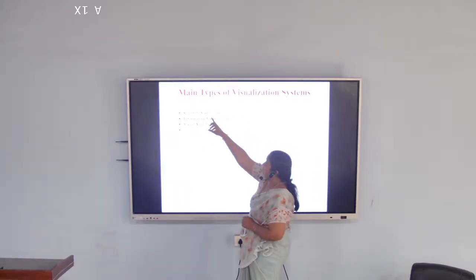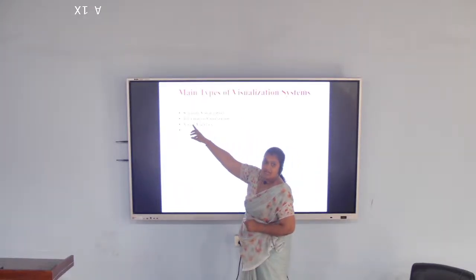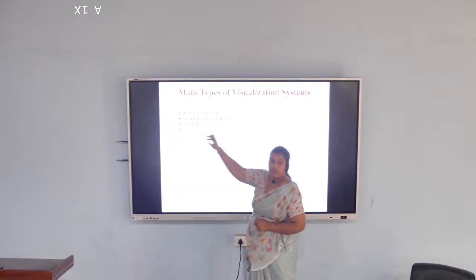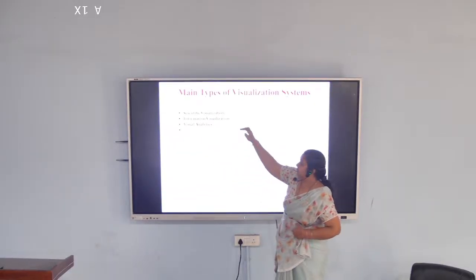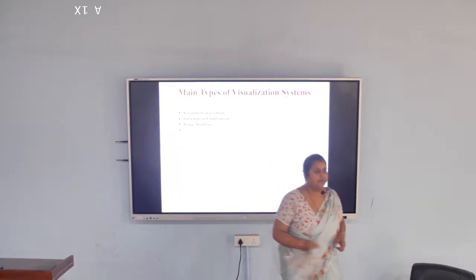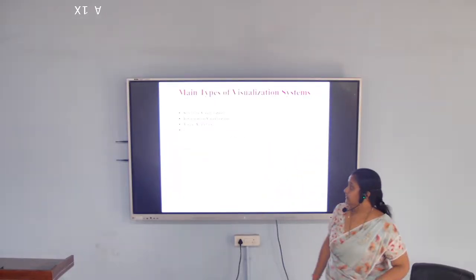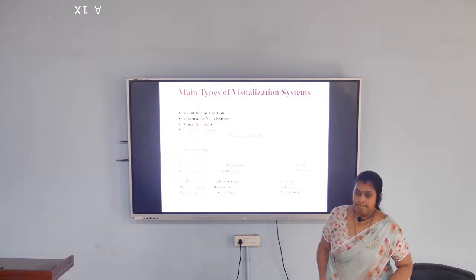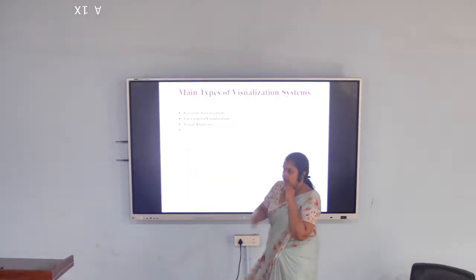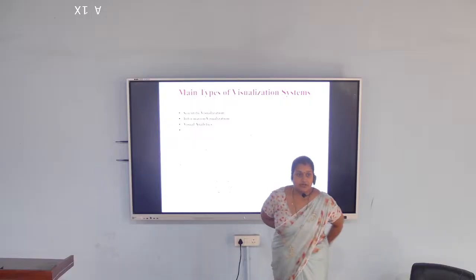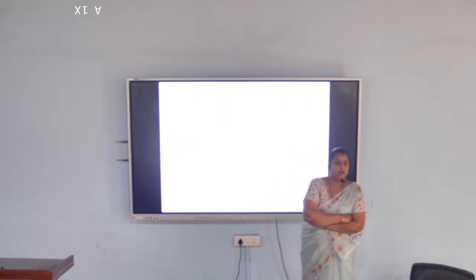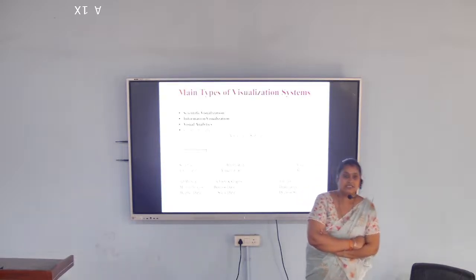That is, types of visualization are scientific, information visualization, and the third one is visual analytics. So this visual analytics is a combination of scientific visualization and information visualization. So what do you mean by scientific visualization? It is 3D models, just form of images.